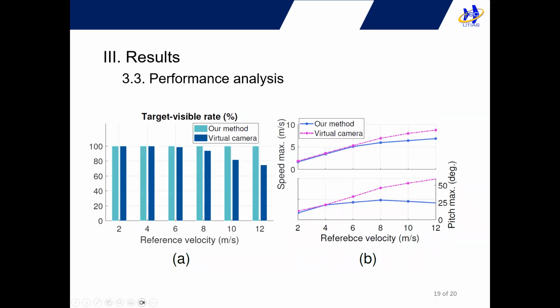The left figure shows that our method can keep a 100% target visible rate within all reference velocity settings. We know that the larger the reference velocity, the more aggressive the quadrotor may behave. The right figure compares the maximum speed and pitch angle the drone reaches under different reference velocities. We can see that our method begins to limit the quadrotor rotation and speed when the reference velocity gets higher. This result demonstrates that our method can appropriately restrict the quadrotor's agility to ensure target visibility.